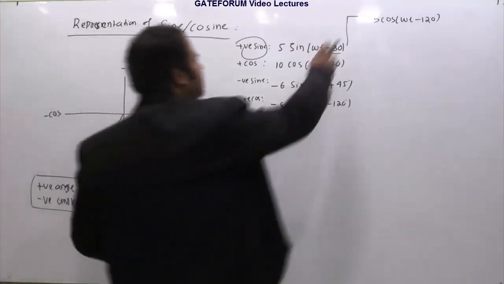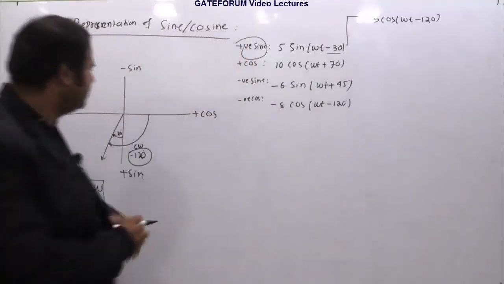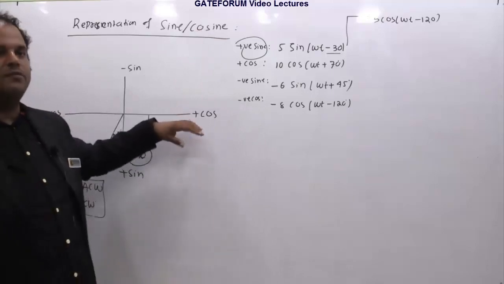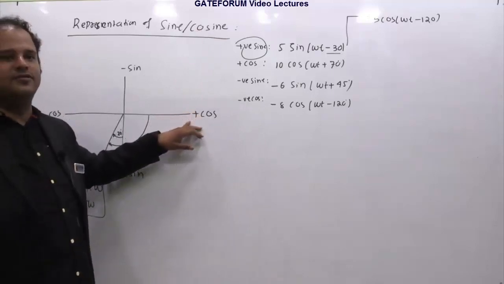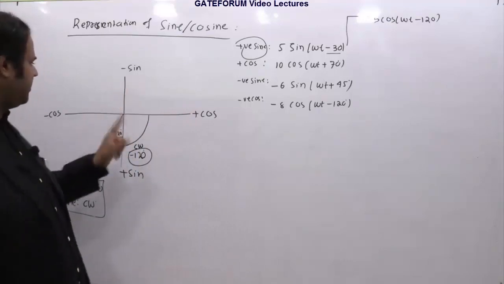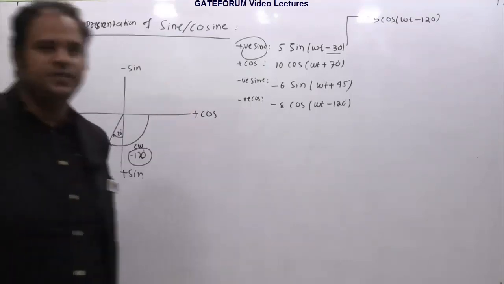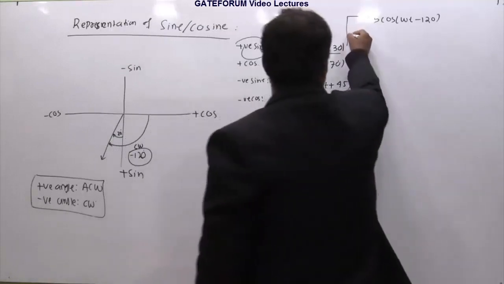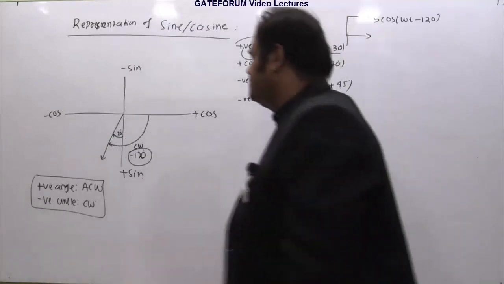If I ask you to plot this, how can you plot it? You will take positive cos as your reference, and from there you should move 120 degrees in the clockwise direction. So 120 degrees clockwise means 90 degrees will reach here, another 30 degrees. So this is definitely representing this line itself. So that is correct.